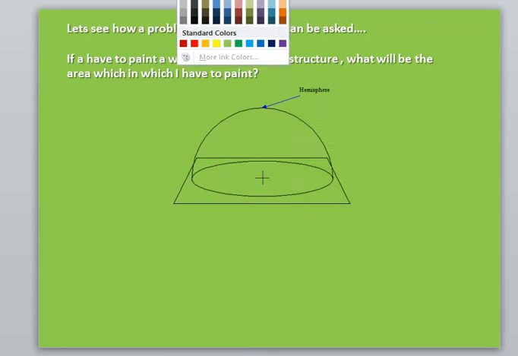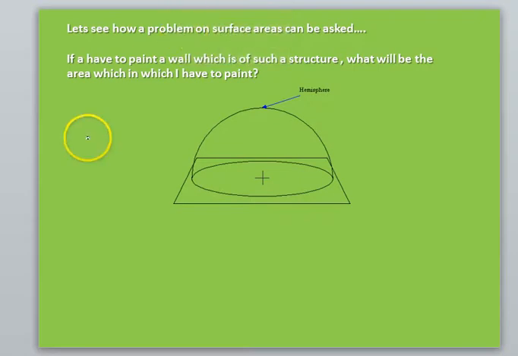Let's see how a problem on surface area can be asked. Remember our perimeter problem, which I've told you? It is so simple, but it is done in 2D. So I had calculated the perimeter of the circle and then found out the cost of fencing with 8 rupees per meter. If I have to paint a wall which is of such a structure, imagine this structure is in 3D. It is just the difference between that question and this question. What will be the area which I have to paint? Here, instead of fencing, you're painting.